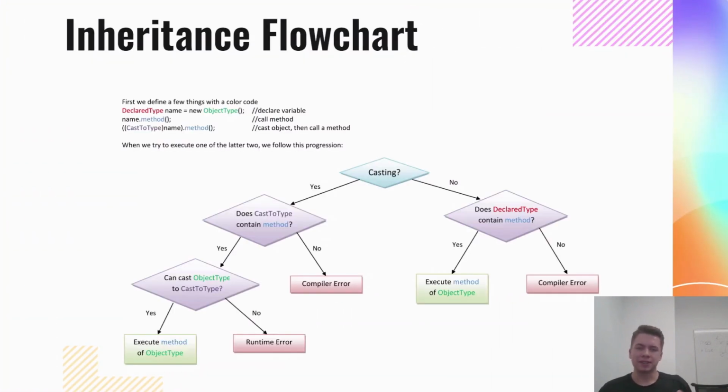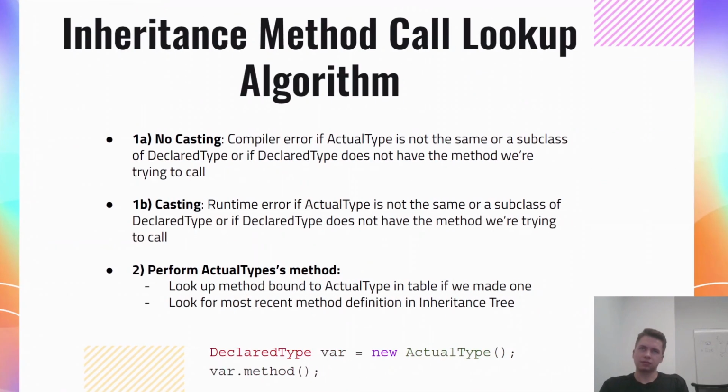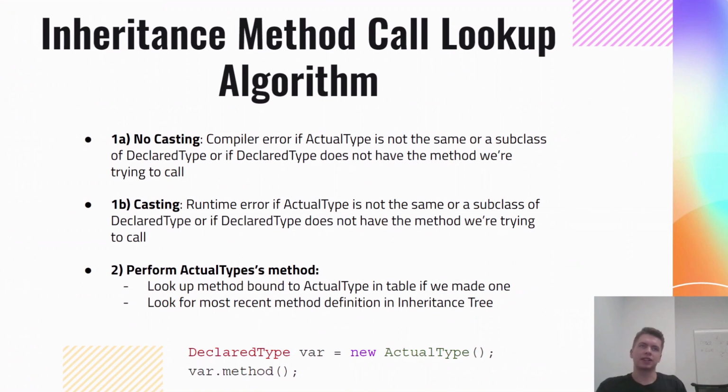So we can put all of this information together into this flow chart where it tells us the steps of making a method call, right? If we're casting or not, what error we'd throw at each step if we ran into an error, else which we would execute the method. I kind of have my own version of looking at this. So this is what I call the inheritance method call lookup algorithm.